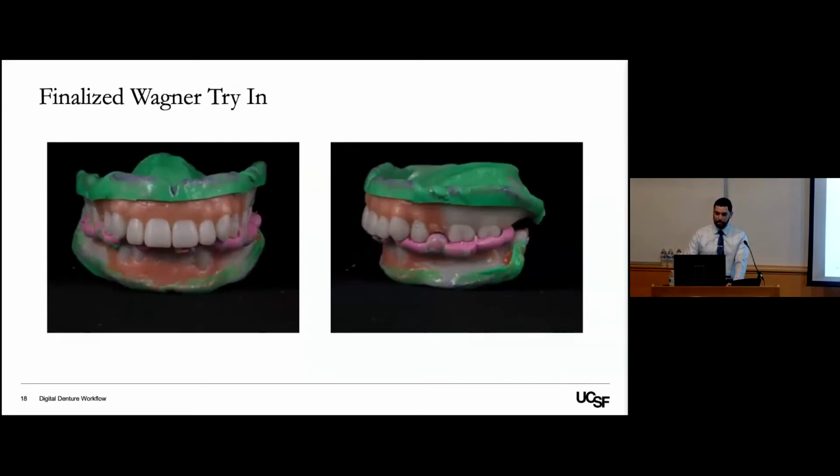So this is the finalized WTI. You can appreciate that the patient's border extensions have been captured, incisal edge position has been confirmed, and the VDO has been established in centric relation. After completing this appointment, I packaged the finalized WTI and shipped it to Avident to be digitally scanned.